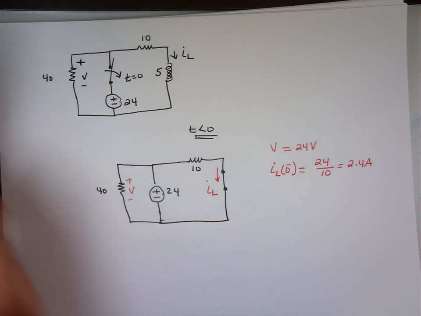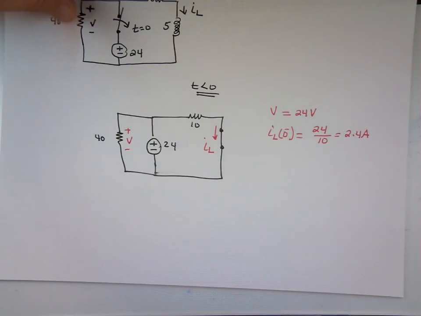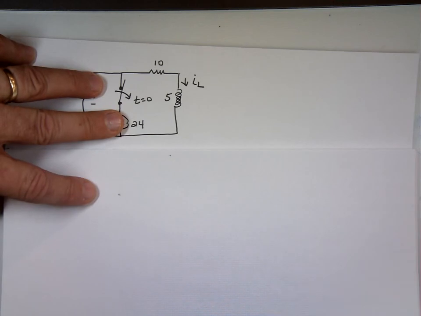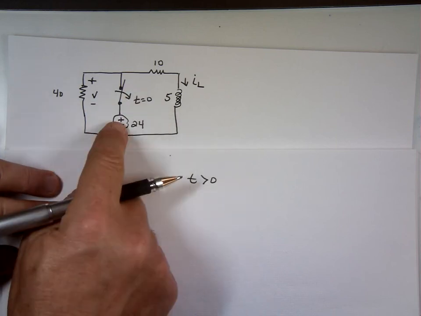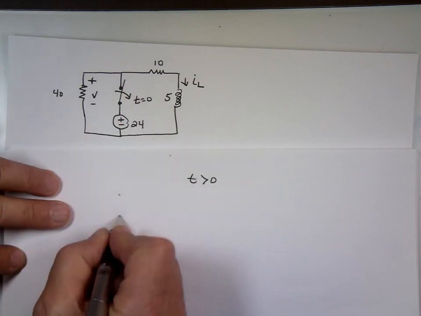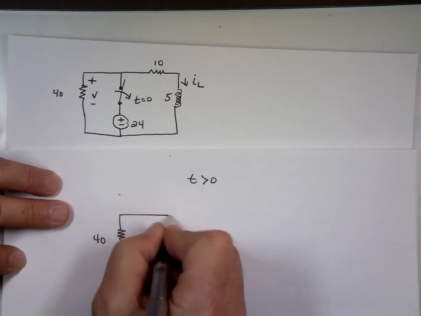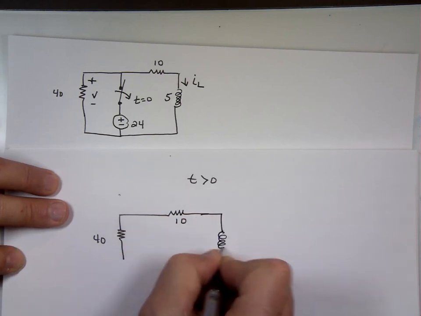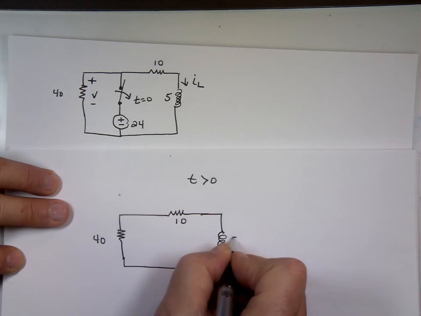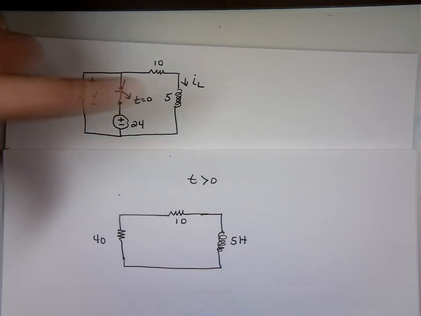So now I have to look at the circuit for t greater than 0. So what's going to happen when t goes above 0? The switch is going to open. Once that switch is open, this source is gone. And that's what I have. That switch opens, this source is not a factor.